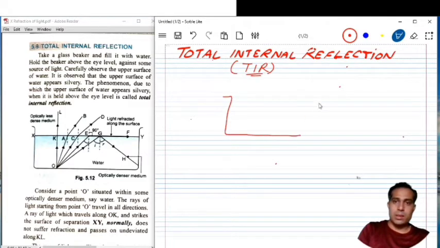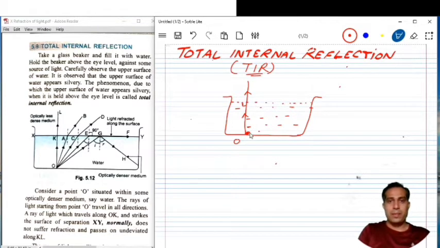Suppose this is not a glass of water actually. Let it be a transparent tub of water. And inside this tub we have an object, say a coin, O. The ray of light which travels from this coin straight at an angle of 90 degrees will go straight. If it falls at 90 on the surface, it will pass straight. There will not be any refraction.